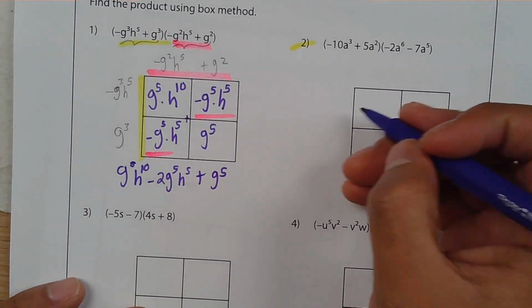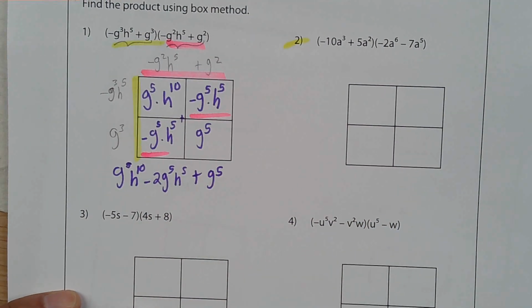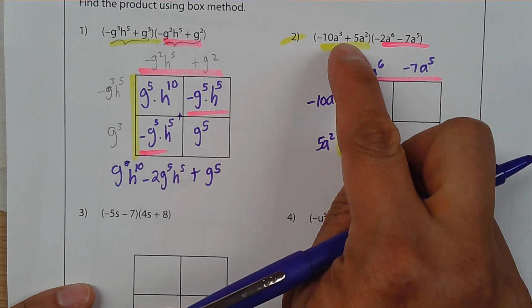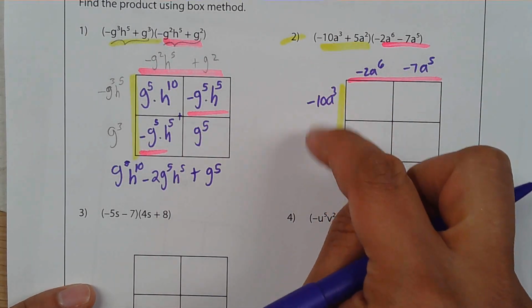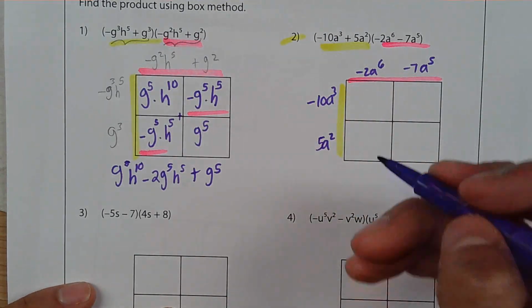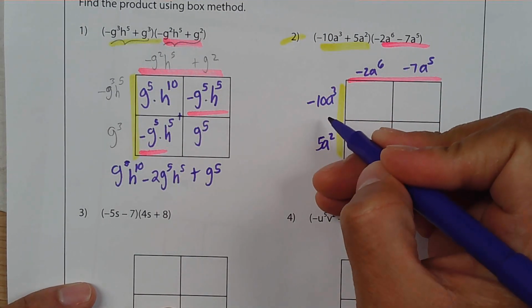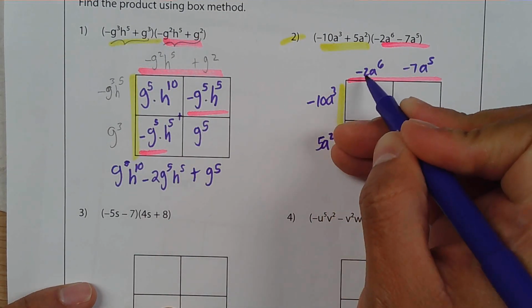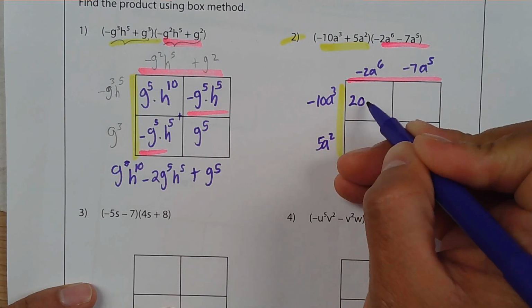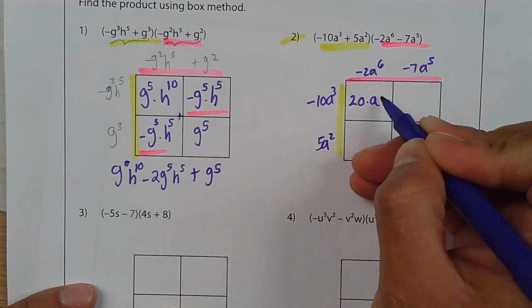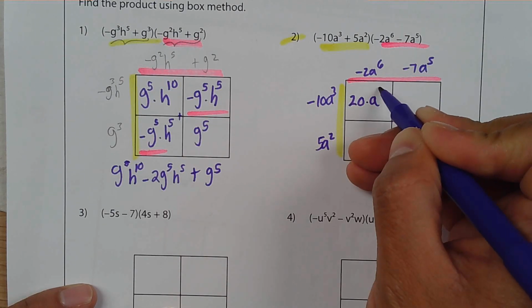Let's go to this one here. Let's do the setup. So I'm keeping the same setup where this one goes on the vertical and that goes on the horizontal. So do the coefficients always. Negative 10 times negative 2 would be positive 20. Carry the a, add the exponents. 3 plus 6 is 9.